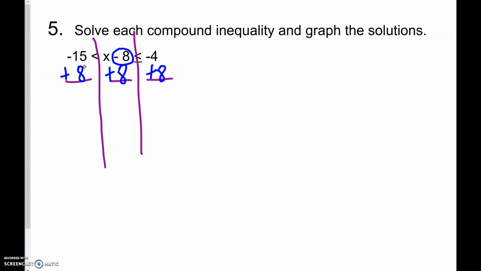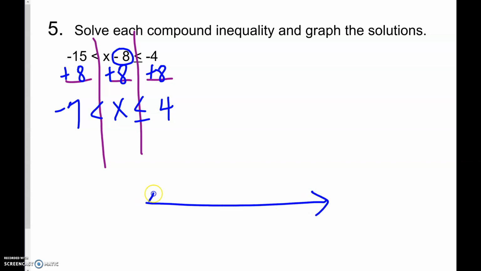Now remember, you should be using your calculator so that you get these numbers correct. So -15 plus 8 is a -7. No flipping, because all we did was move a number by adding. No flipping. -4 plus 8 is a +4.